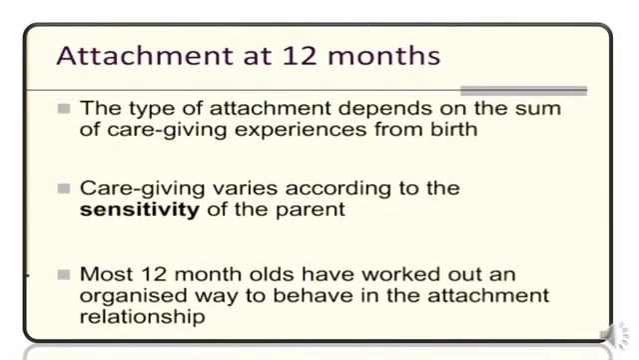From 1 year onward, the type of attachment depends on the sum of caregiving experiences from birth. Caregiving varies according to the sensitivity of the parent. Most 1-year-old infants have worked out an organized way to behave in the attachment relationship.